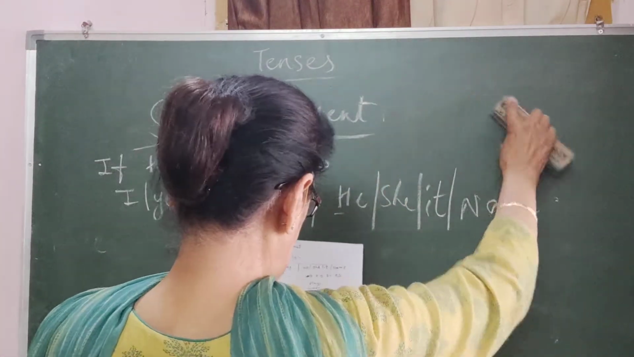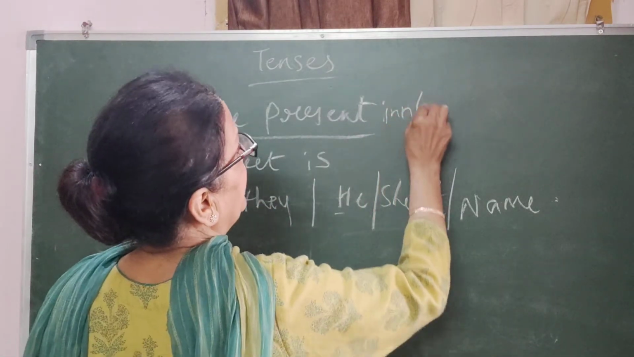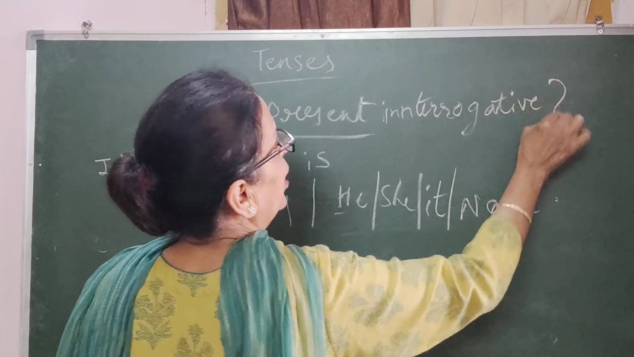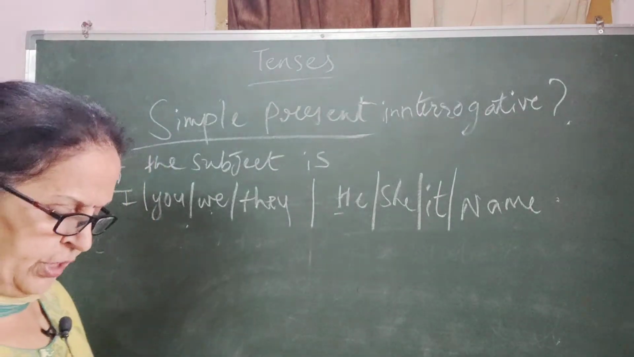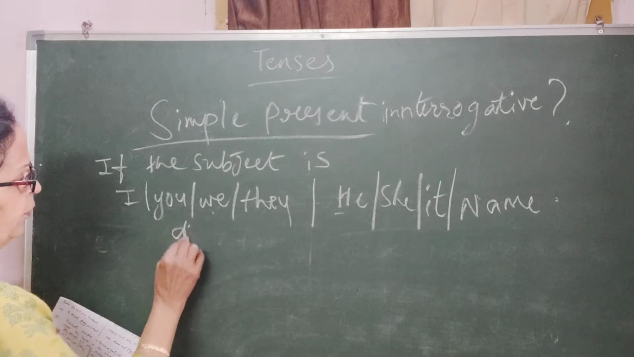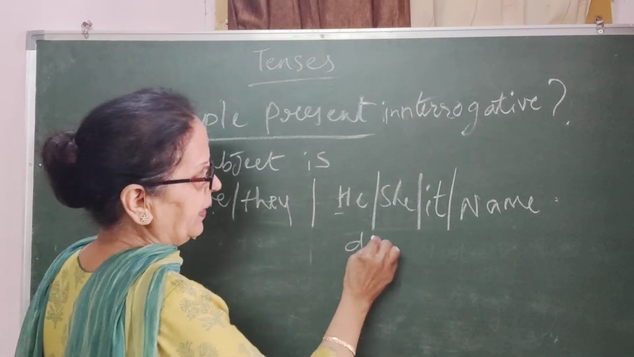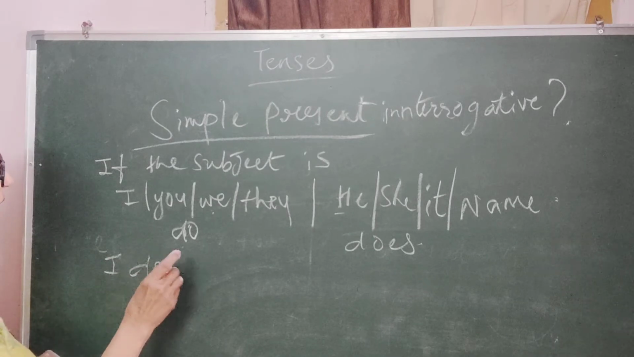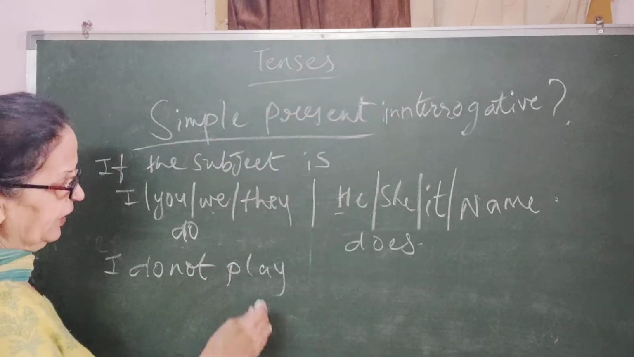Now my third one is interrogative. Very good. What is interrogative? It is a questioning. Again, what does the question tell us about? According to the verb, you are supposed to add do here, as we did in the last rule, and here it becomes does. Now, I had written, I do not play cricket in the negative sentences.